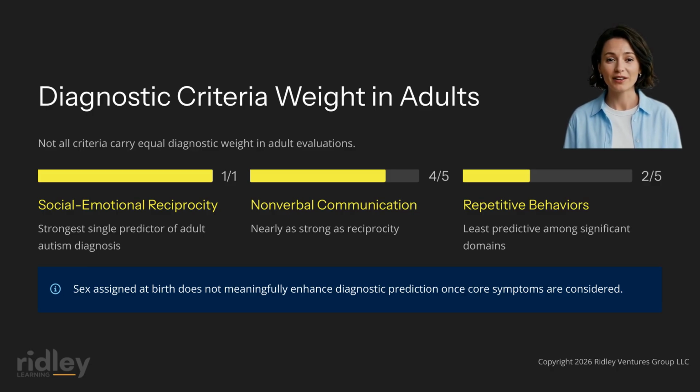These findings support clinician focus on the social communication triad, while still documenting restricted, repetitive, and sensory differences, and they argue against reliance on sex-based heuristics that contribute to under-identification of autistic women and girls.